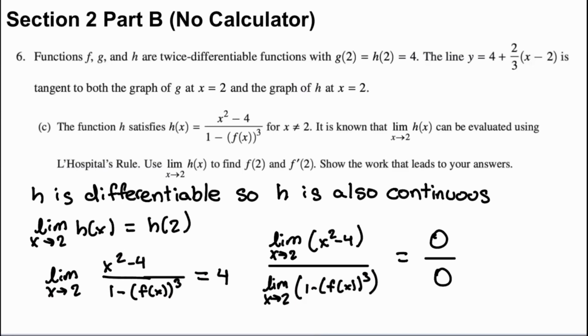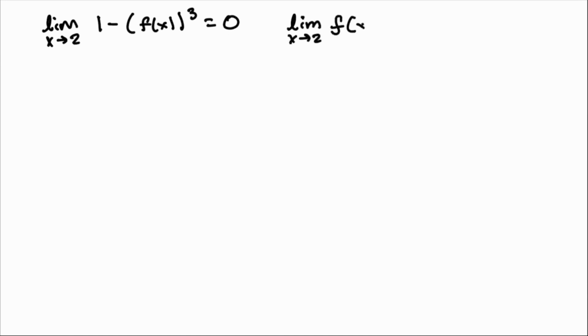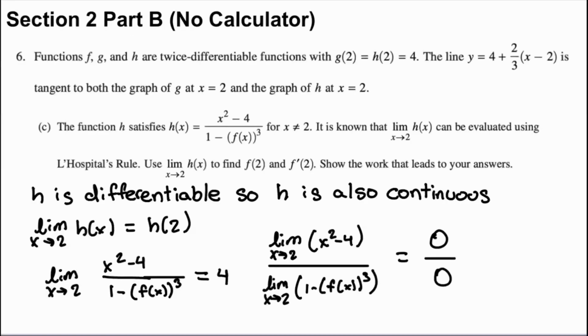And so we're just going to take this to another page. I know, I apologize. We're going to say that the limit as x approaches 2 of 1 minus f of x cubed is equal to 0. And from this, we can say that the limit as x approaches 2 of f of x is equal to 1. And we are given here that f is twice differentiable.